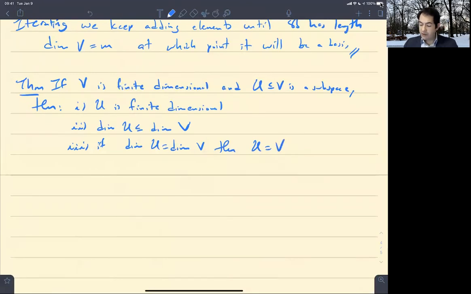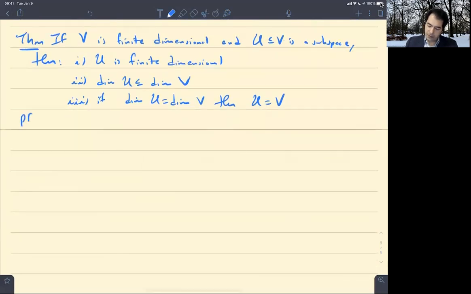Okay, so this behaves just like you would expect. If you have a subspace, well, then it's going to be smaller than V, right? So what do we mean by smaller? Well, it's not going to be infinite dimensional. In fact, its dimension is going to be bounded above by the dimension of V. And should it equal the dimension of V, then in fact, it's the same space, right? You can't find a three-dimensional subspace of R3 that isn't all of R3. Okay, so let's prove this.